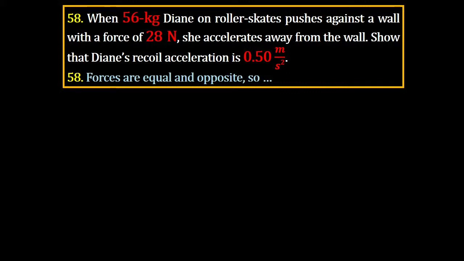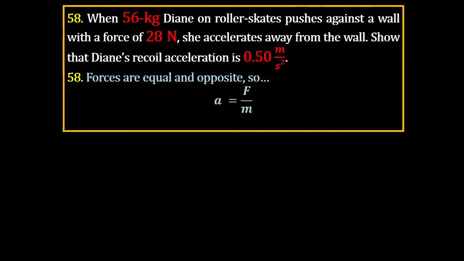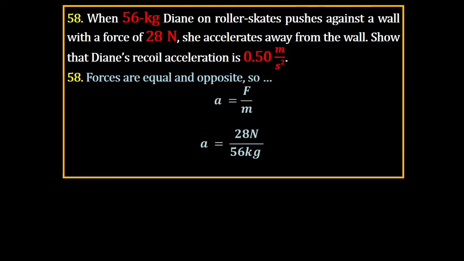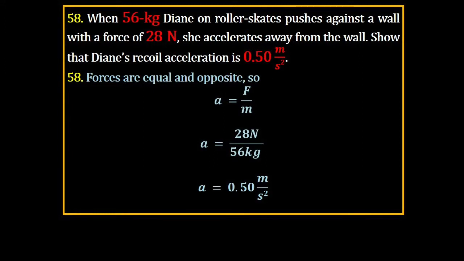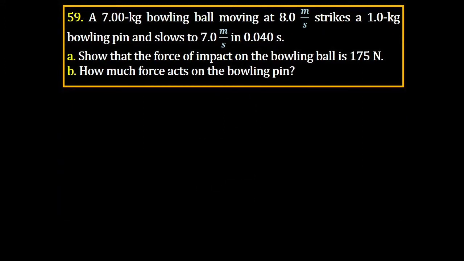Okay, that was kind of easy. I'm not quite sure what the problem is with that. They're equal and opposite, so that's what happens. Okay, let me change the time frame on this. A equals F over M, and then 28 over 56 is 0.5, and that's what we said.